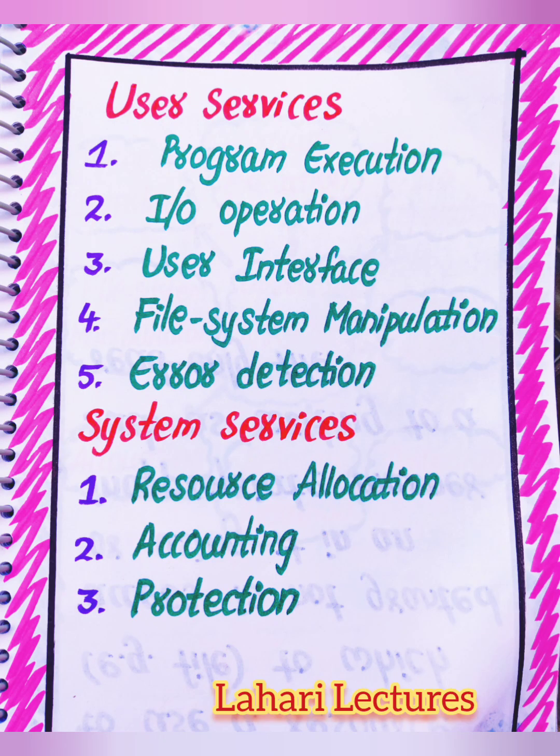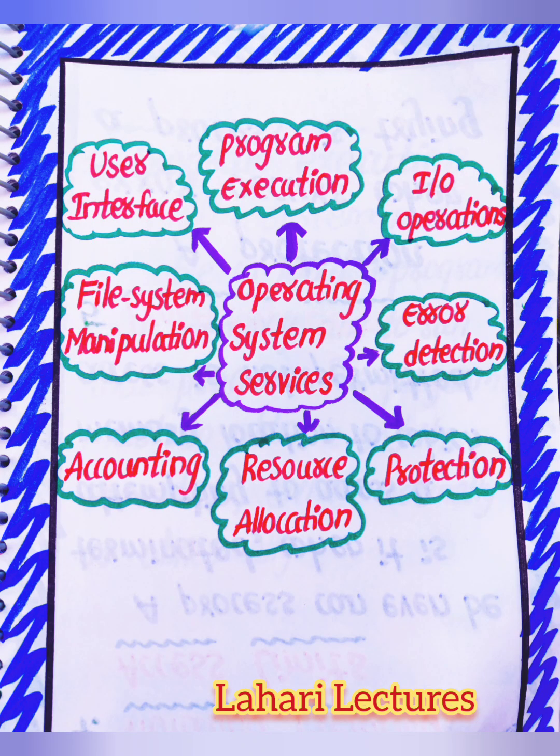User services. First one program execution, second one input output operation, third one user interface, fourth one file system manipulation, fifth one error detection. System services. First one resource allocation, second one accounting, third one protection. Operating system services: program execution, input output operations, error detection, protection, resource allocation, accounting, file system manipulation, user interface.